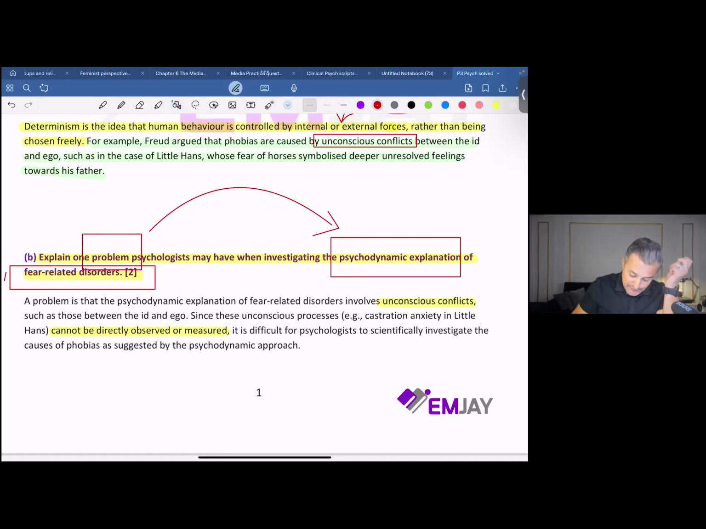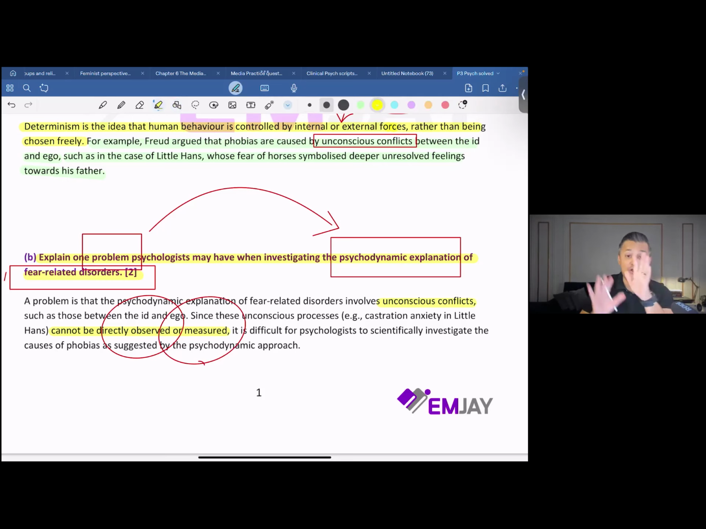Now, question yourself, if you know this, the castration anxiety that this young boy had, do you think it could have been directly observed? No. It's the thoughts that this child would be carrying, right? The anxiousness that this little boy would be carrying, which again cannot be directly observed. It again cannot be directly measured.